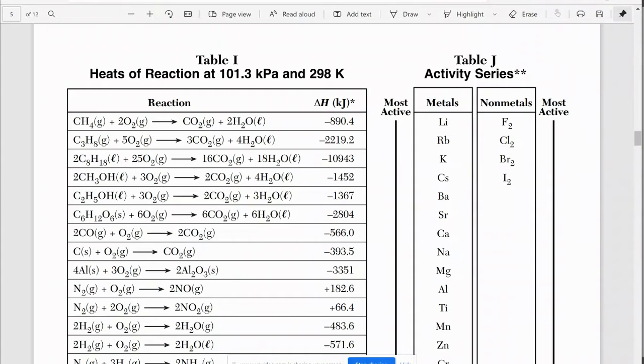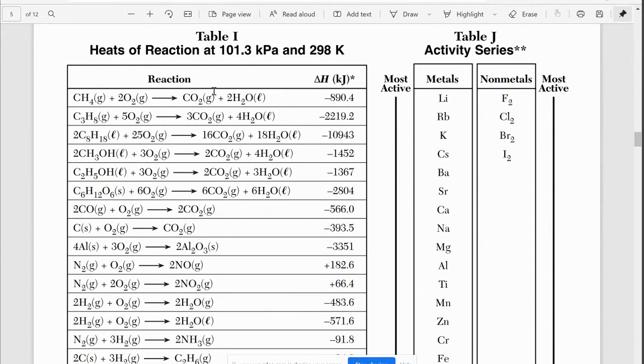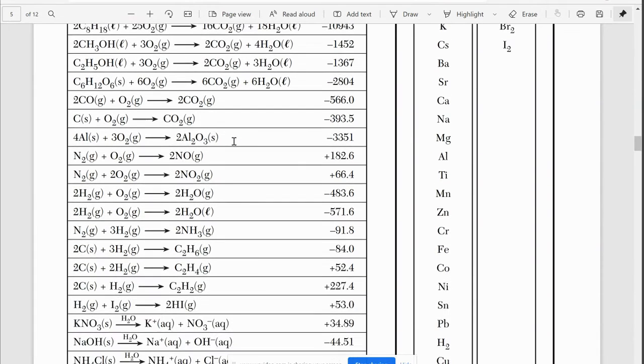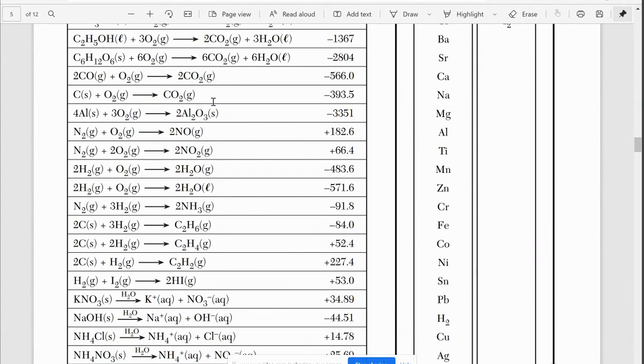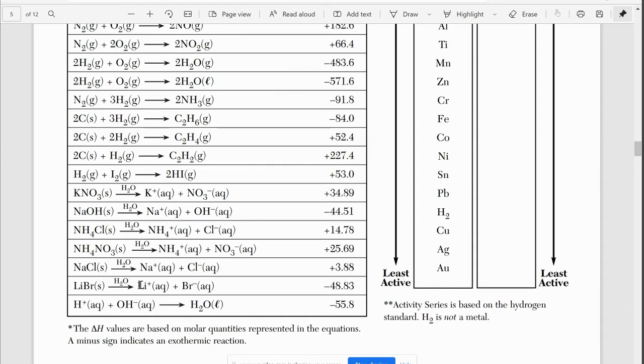So table I gives you a bunch of heat of reactions. You'll see in the top 6 spots combustion reactions. You'll see in the middle segment a bunch of synthesis reactions. And at the very bottom, we see some processes where it's the dissolving of an ionic salt in most cases.